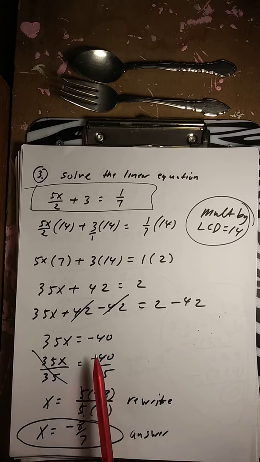35x. Divide by 35, divide by 35. And we rewrite this one. Let's factor this out. 5 times negative 8 is negative 40. 5 times 7 is 35. 5's cancel. What's left over? Negative 8 over 7.